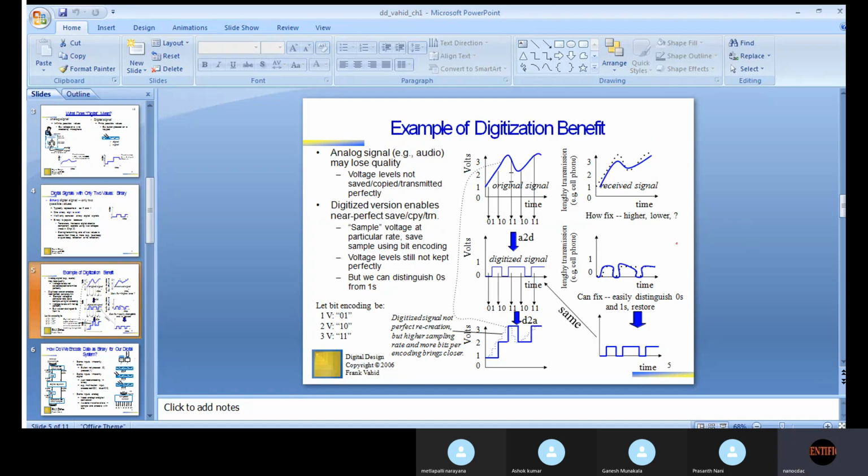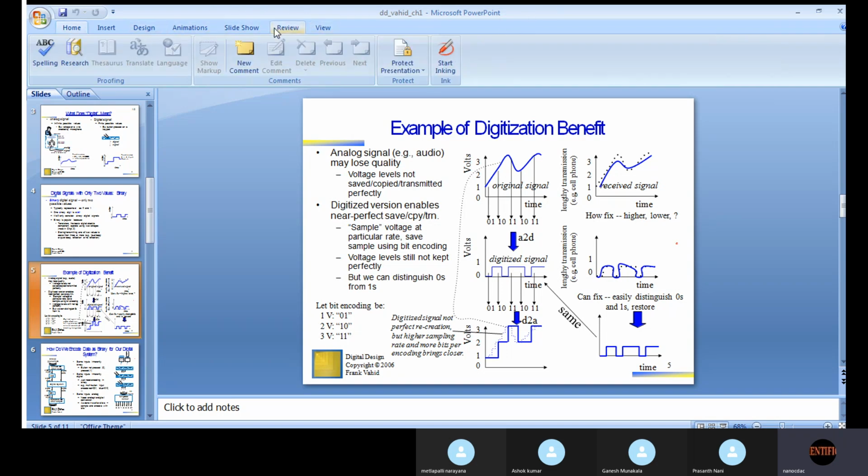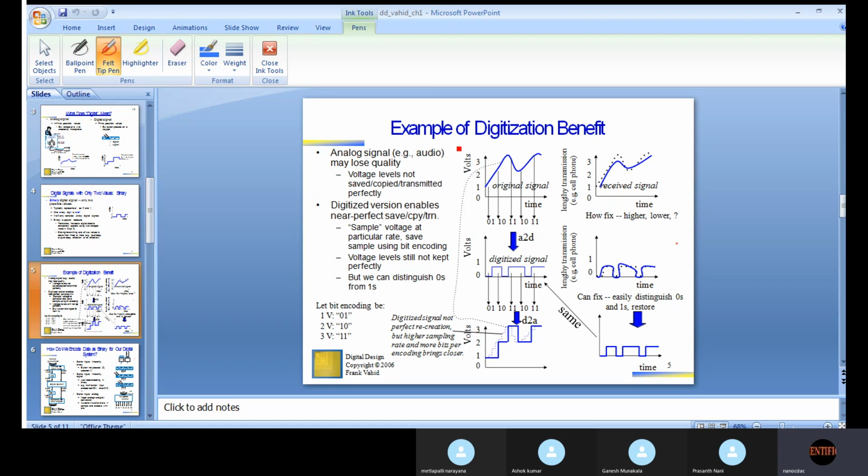See the difference here, this is very important. What is the benefit of digitization? This one I would like to stress. Because an analog signal, whether audio or any signal, even temperature, may lose quality while transmitting. Why? Because, as already said, noise is added, so these voltage levels are not saved, copied, or transmitted perfectly.